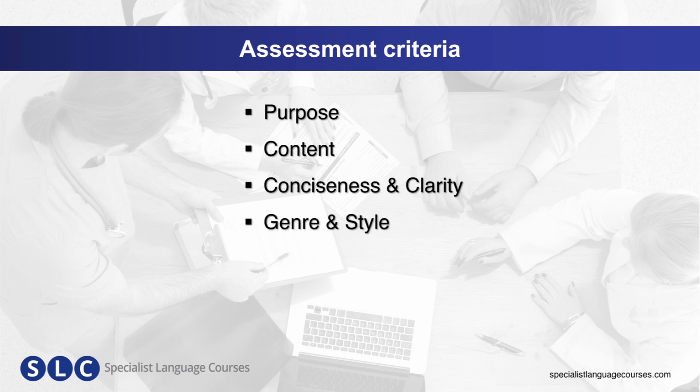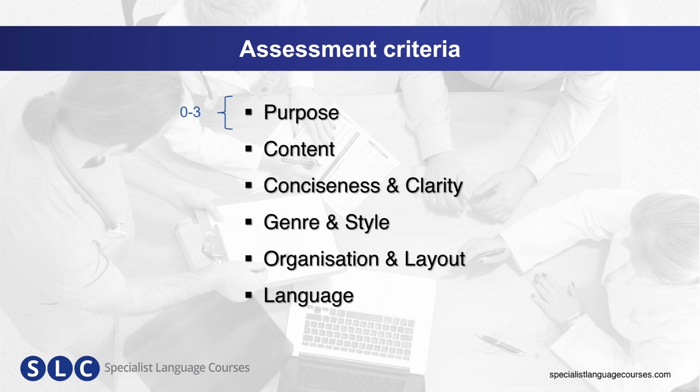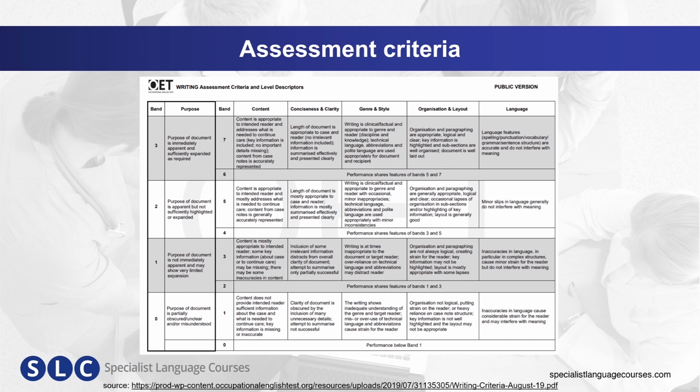Have you written in a factual way using professional and fairly formal language? Organization and layout examines if you have used the correct letter layout and organized the information logically. Language, have you used language accurately and flexibly? So purpose is scored out of 3 and all the rest have a maximum of 7. You can find a downloadable copy of the OET writing criteria on the OET website.